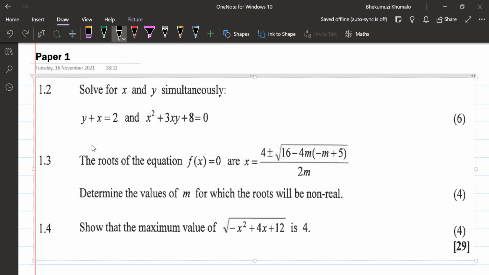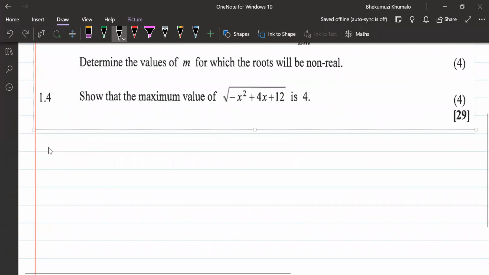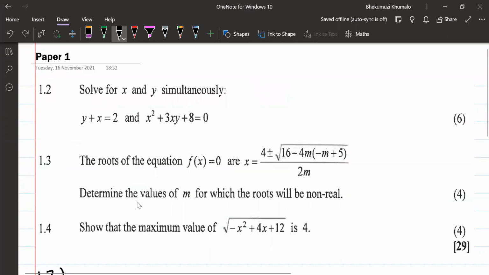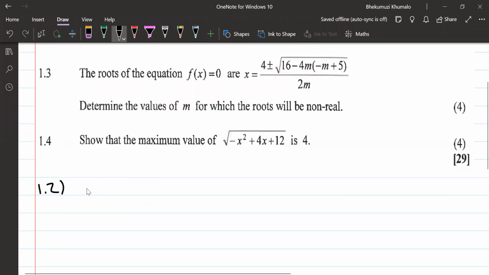The best method that you could always use in this case is substitution. Actually, always use substitution. Don't try elimination, because elimination has certain conditions to it.